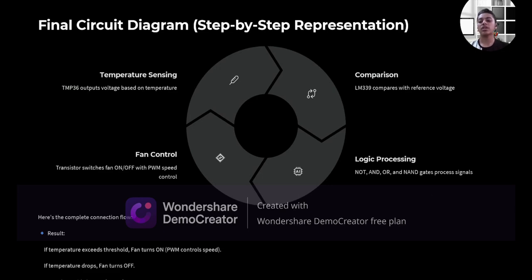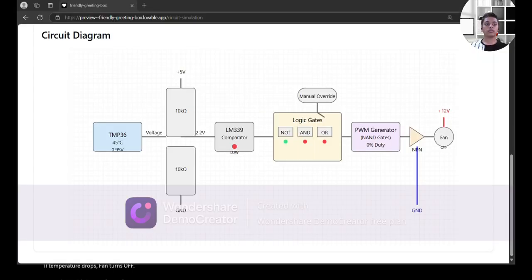So the final circuit diagram is: temperature sensing, TMP36 output voltage based on temperature; comparison, LM339 compares with reference voltage; logic processing, NOT and NAND gates process the signal; fan controller, transistor switch, fan on and off with PWM speed control. Here is the complete connection flow. If temperature exceeds the threshold, the fan turns on with PWM speed control, and if temperature drops, the fan turns off. Now we see the basic diagram of the temperature controlling fan.